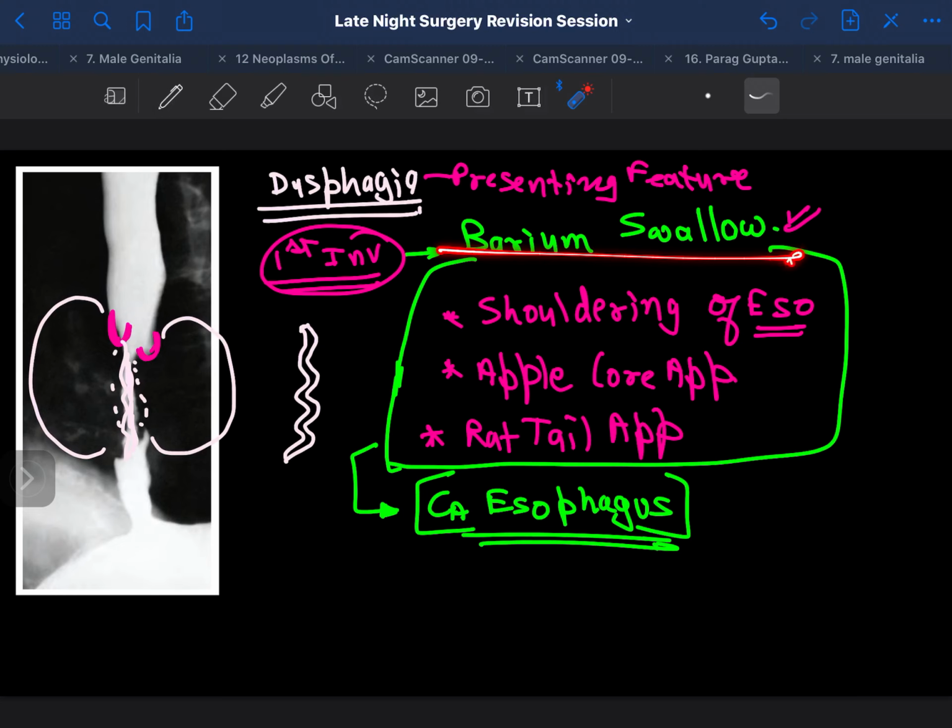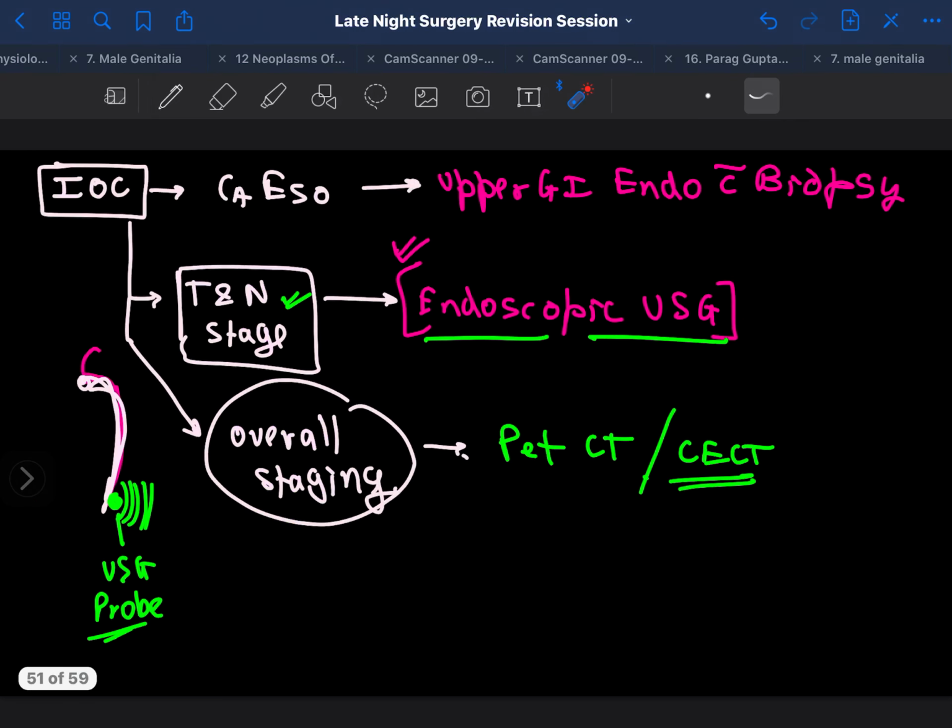Then I talked to you about this particular stuff. So if the patient comes with dysphagia, you perform a barium swallow, and if on barium swallow you get this shouldering of the esophagus, apple core appearance, and the rat tail appearance, this is suggestive of carcinoma of the esophagus.